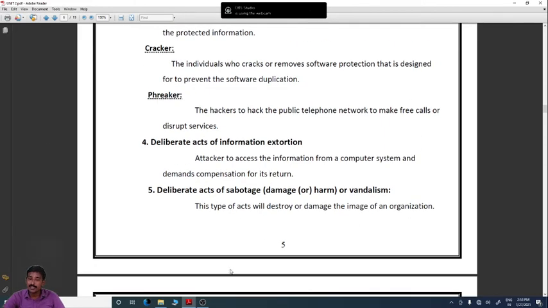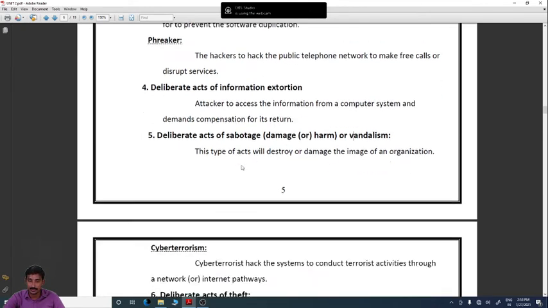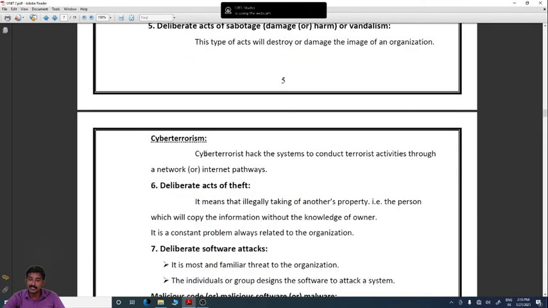Okay, the next one is a deliberate act of sabotage, or vandalism. With the help of hacked information, we try to damage the name of the organization. That is called a deliberate act of sabotage or vandalism. A simple example is cyber terrorism, where they hack the system to conduct terrorist activities through the network or internet pathways.